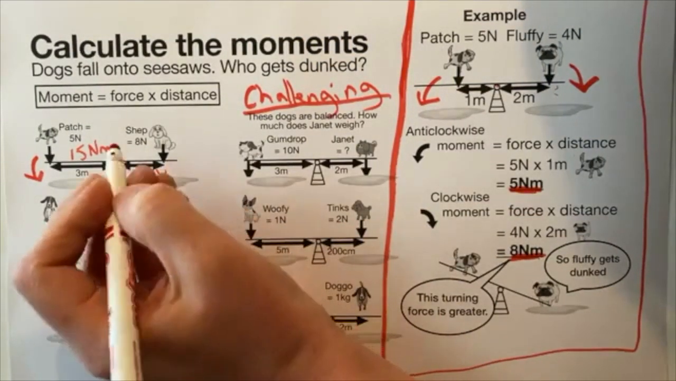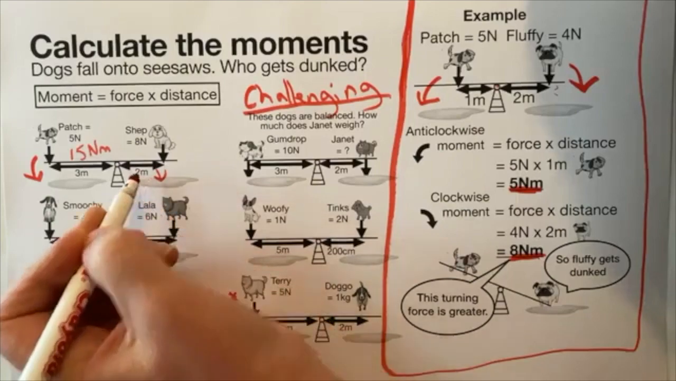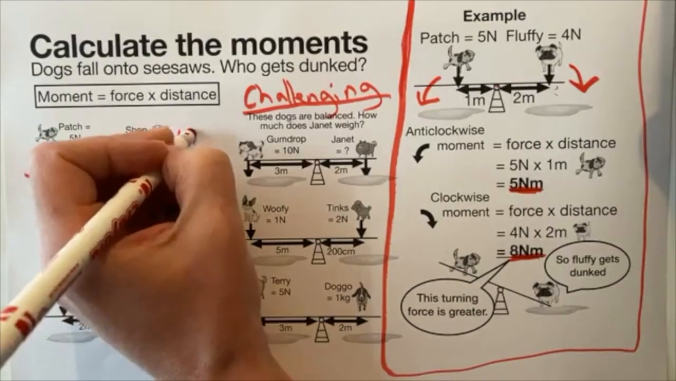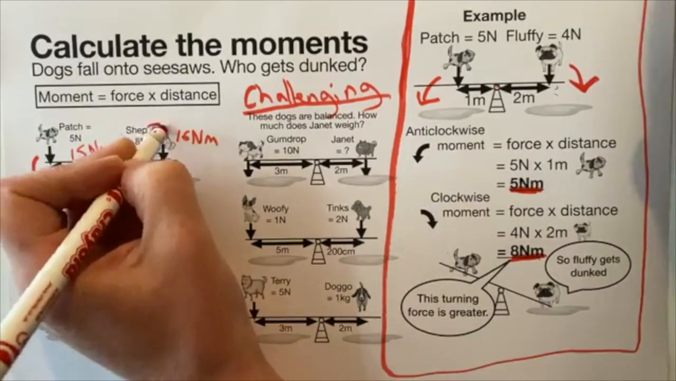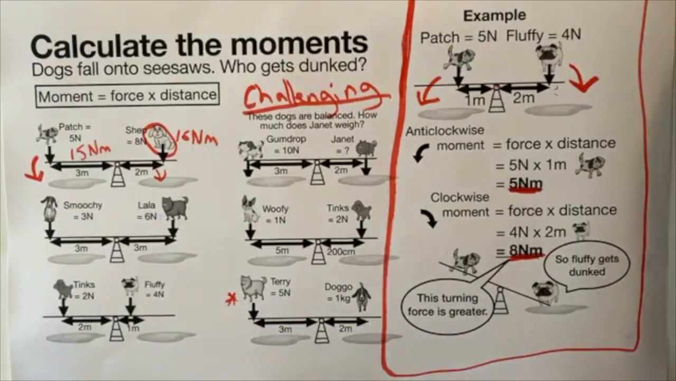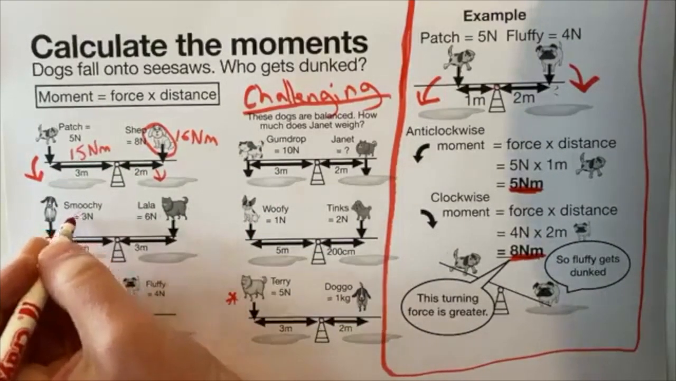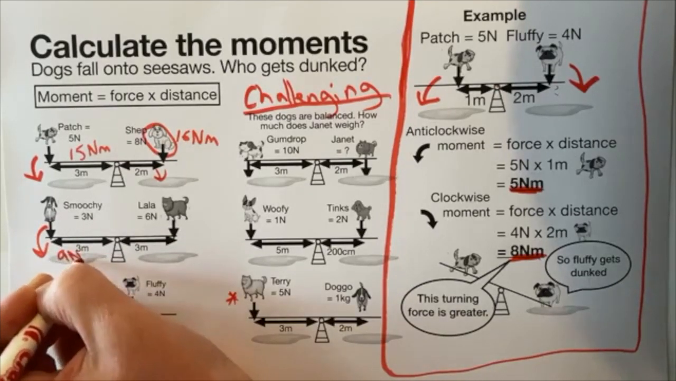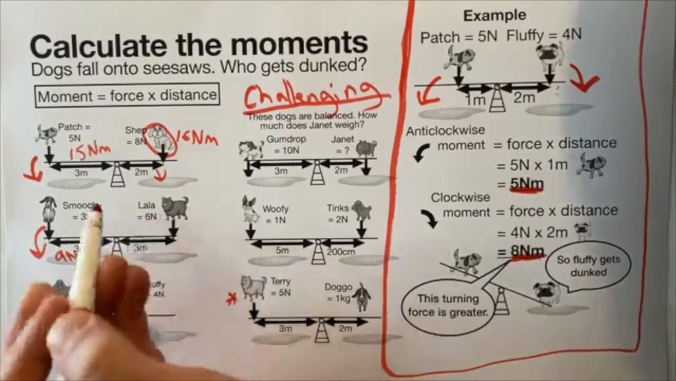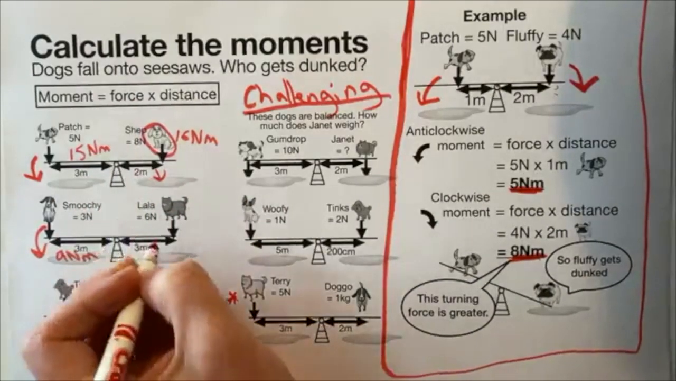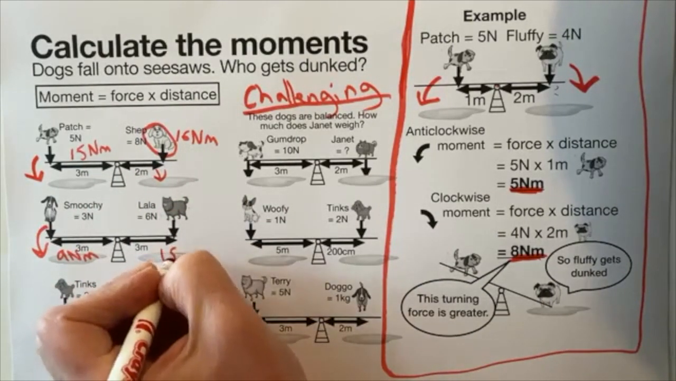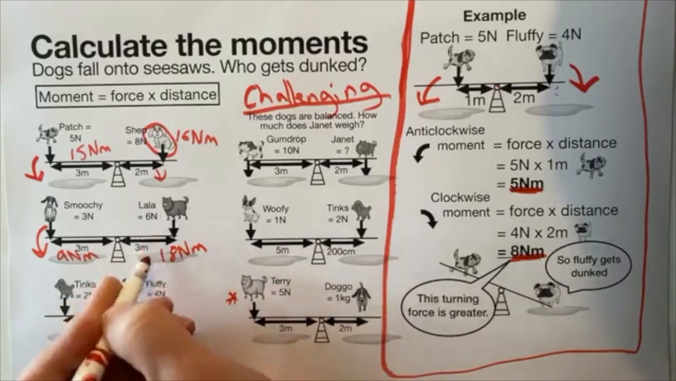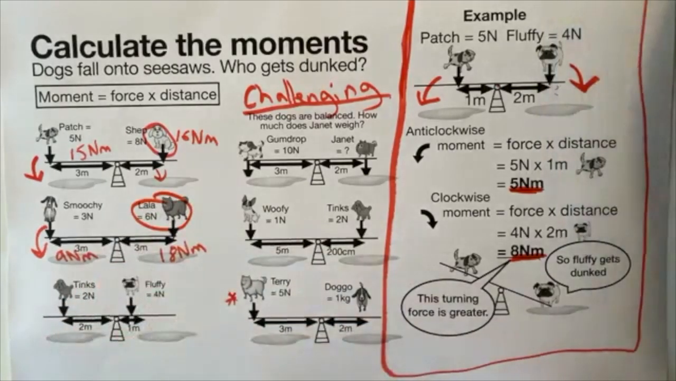Shep is turning it 8 newtons times 2 meters, which is 16 newton meters. So yeah, Shep, you go in the slime. Smoochie, you would do 3 times 3, which is 9 newton meters. And Lala, you'd do 6 times 3, which is 6, 12, 18 newton meters. So Lala's definitely getting dumped there.